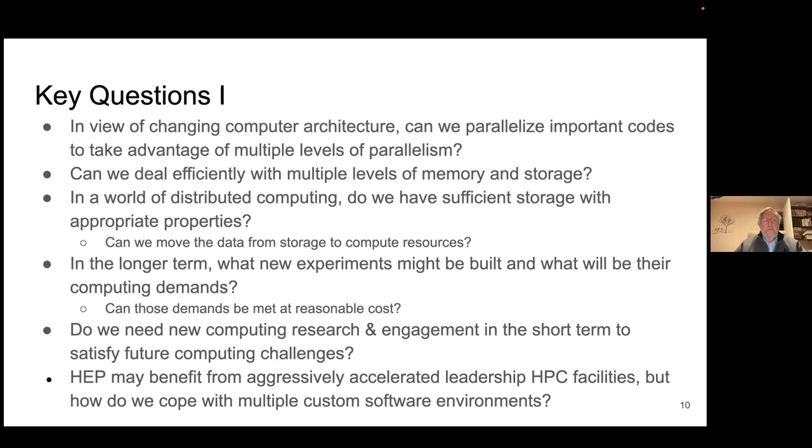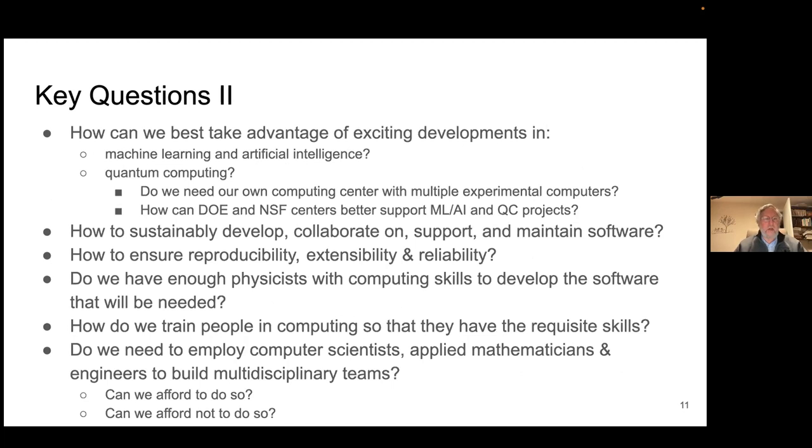And then I want to focus on the last point on the slide, that HEP may benefit from the aggressively accelerated leadership HPC facilities, but how do we cope with the multiple custom software environments? So the DOE is getting 3 new computers. Well, one of them has arrived, Perlmutter at Lawrence Berkeley Lab, or NERSC, but Aurora at Argonne and Frontier at Oak Ridge will be the 2 new exascale computers. All 3 of those have different GPUs, and hence you have to customize your code to deal with them.